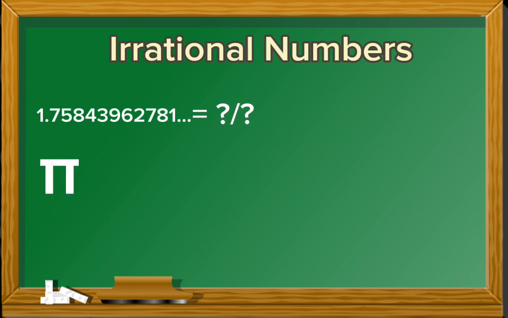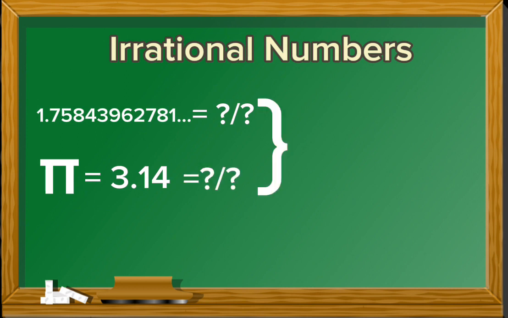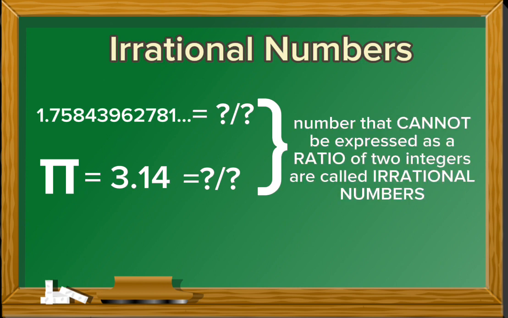Can you think of numbers that can divide to this number? None. How about the pi? 3.14, and there is no number that can divide into a pi symbol. Numbers like this are called irrational numbers, or numbers that cannot be expressed as a ratio of two integers are called irrational numbers. The square root symbol is also an example of irrational numbers.